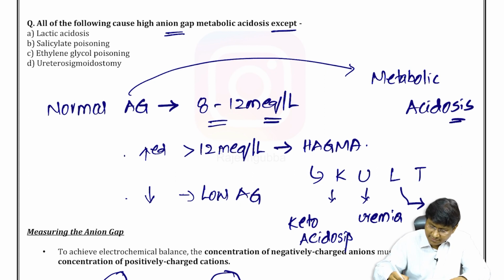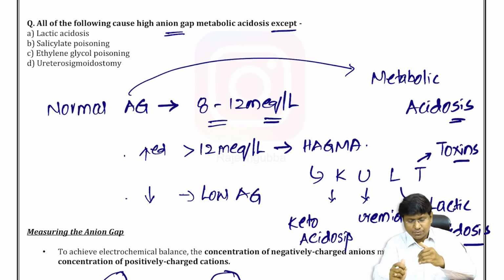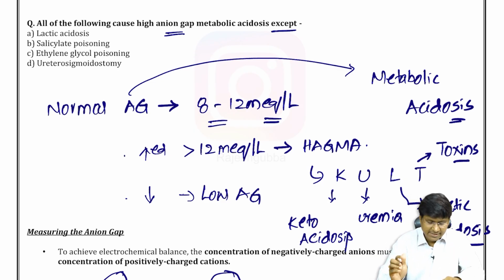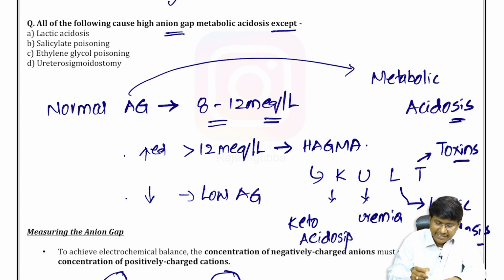The word L stands for lactic acidosis, and the word T will be toxins. Okay, so this is the mnemonic for the high anion gap metabolic acidosis: ketoacidosis, uremia, lactic acidosis, as well as the toxins. Now, all of the following cause high anion gap metabolic acidosis except; the answer here is the diarrhea. Lactic acidosis, it will cause.